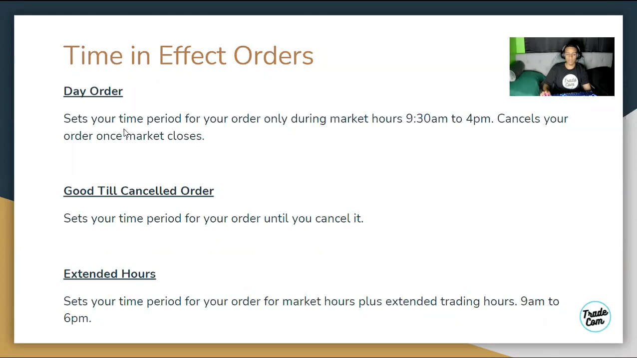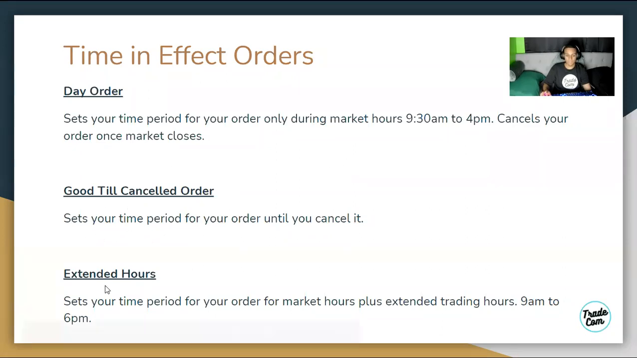Now, if you don't want it to ever cancel and you just want it to always stay at $2, you're going to change it from a day order to a good till canceled order. Right? So you're going to set your time period for your order until you cancel it. Now it could be a couple of days or whatever it takes. Like I put the order in today on Monday. I want to buy Sundial at $2 and it didn't make it today, but 2-3 days later it makes it to $2. Since I placed a good till canceled order, it would fill me at that $2.